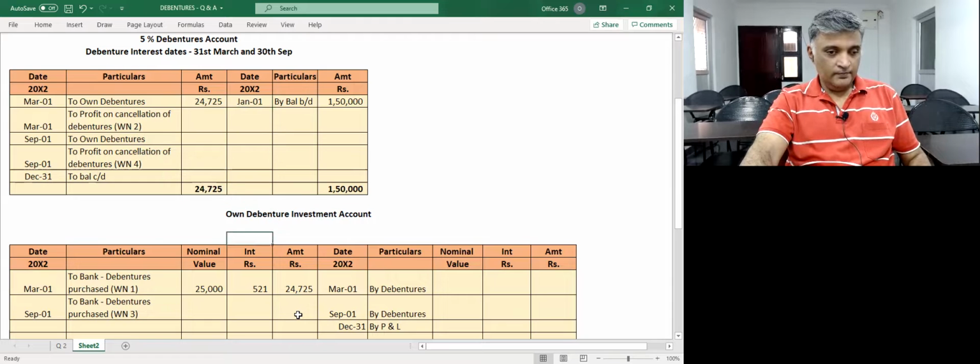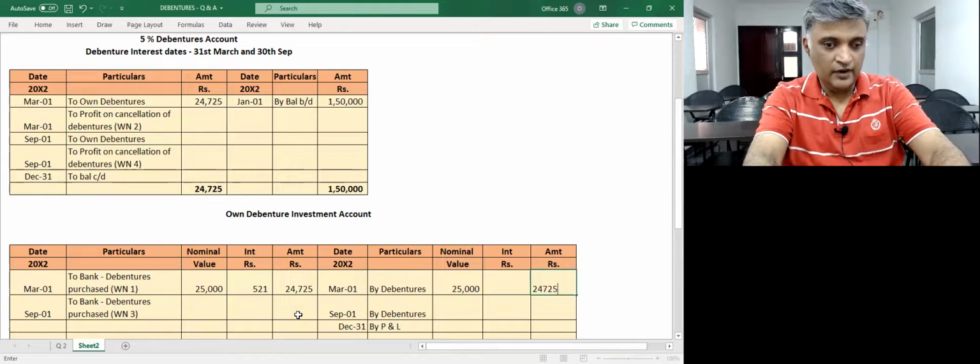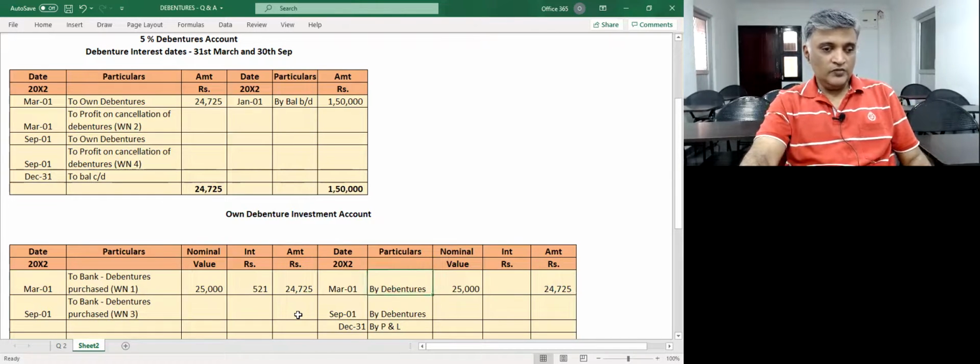So we will say on March 1st by debenture we will put 25,000 here and we will say 24,725, because we actually purchased for that value, right? 24,725. So we are going to cancel it with that value only.